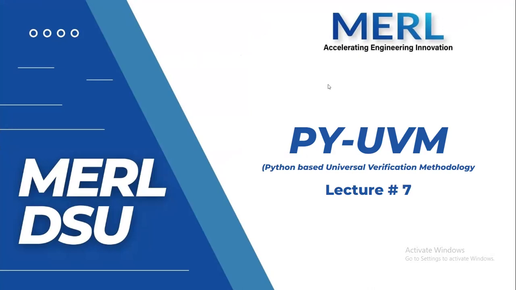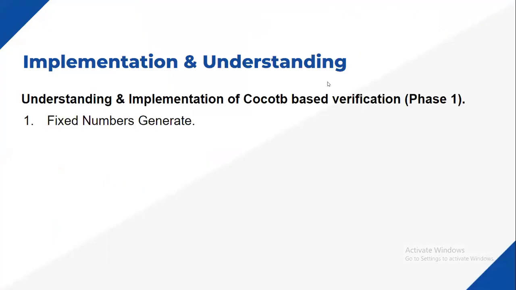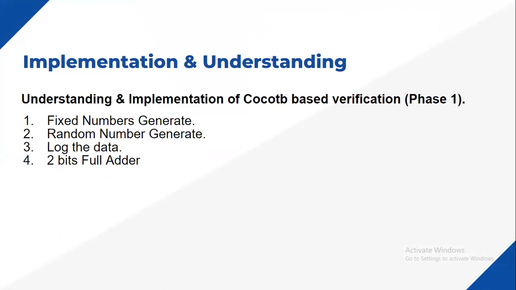Today we are going to start our lecture number 7. Previously we have done all the things regarding the basic concept of verification, the COCOTB test bench, in which we created a fixed number generator and a random number generator, and we learned how to log the data and create different functions. And in the last video we understood the concept of the golden model.